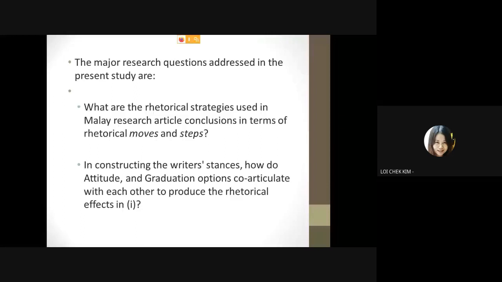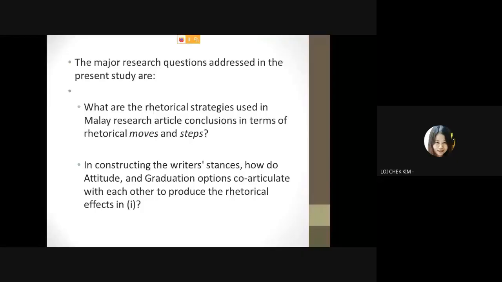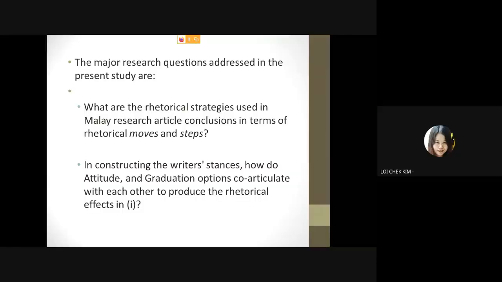The major research questions addressed in the present study are, first, what are the rhetorical strategies used in Malay research article conclusions in terms of rhetorical moves and steps? Second, in constructing the writer's stance, how do attitude and graduation options co-articulate with each other to produce the rhetorical effects in research question one?